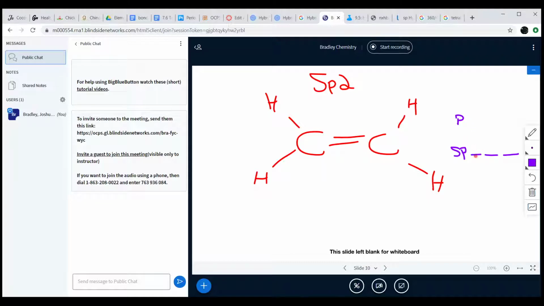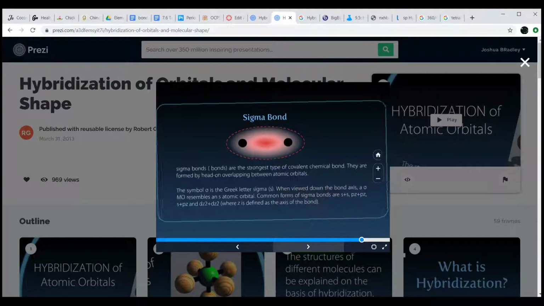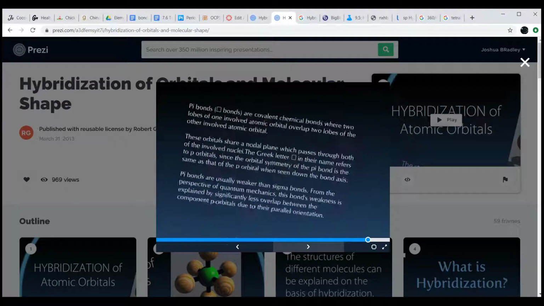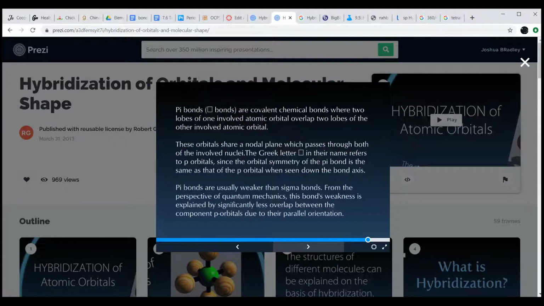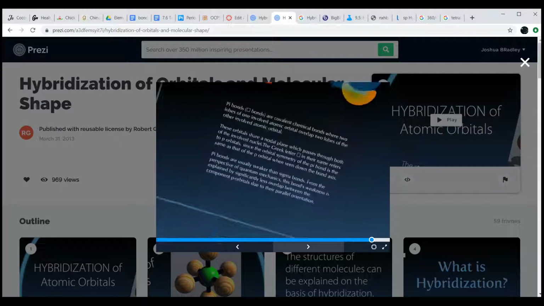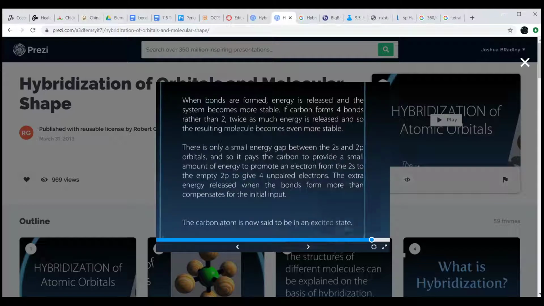So that means that we have 1, 2, 3 sp for this carbon, and then 1 leftover p orbital. So that means that we have 1, 2, 3 sigma bonds on this carbon, and 1 pi bond. All right. And that's what we're talking about here with this one.